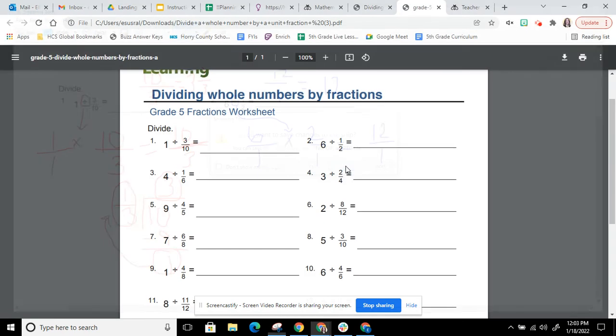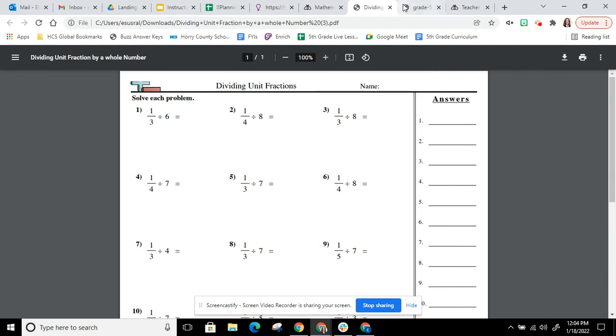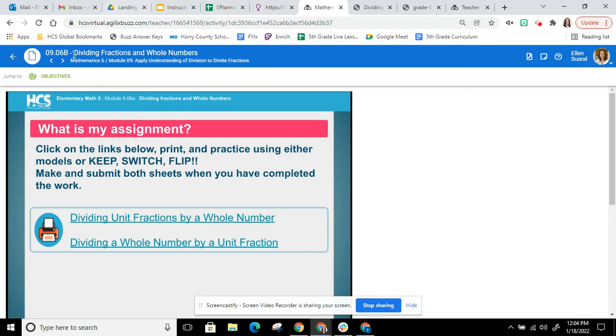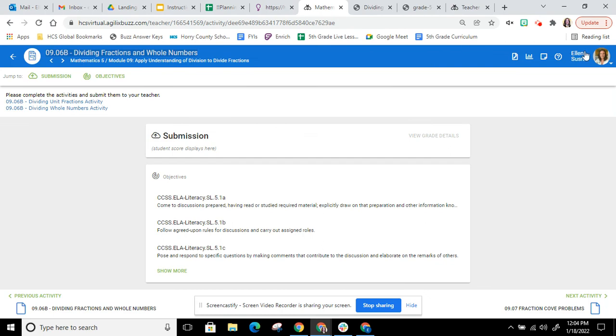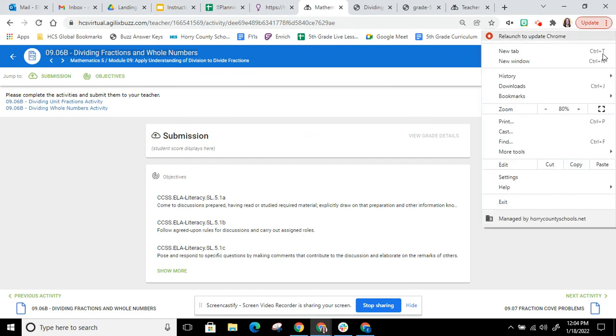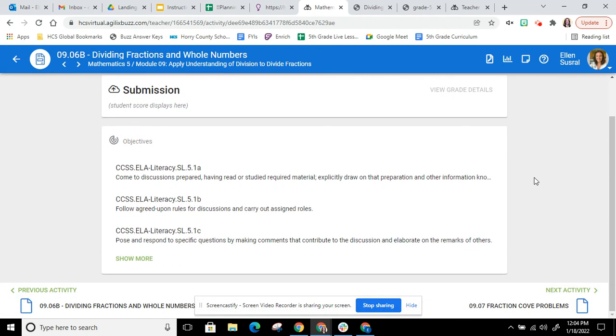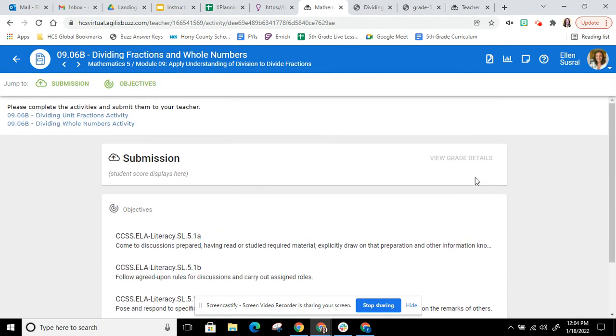Okay, I'm going to close this out. When you're done with both of these assignments, remember you're doing both worksheets. Okay, you're going to go back to Buzz. You're going to go to this next activity arrow. It'll take you to your assignment. On your screen, you're going to scroll down, and on your submission here, you'll have a blue plus button where you're going to attach both worksheets, worksheet 1 and worksheet 2.